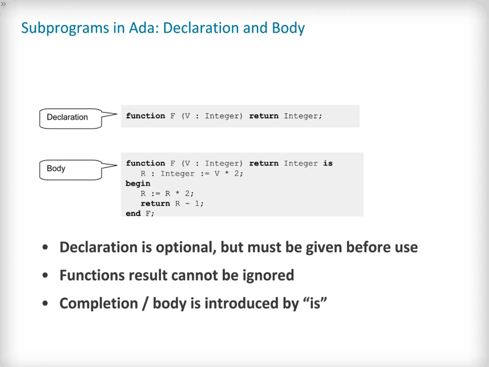Notice the semicolon at the end of the declaration after the return type. In the body, I'm restarting from the same specification, but instead of a semicolon, I'm writing is, which is opening a declaration block. I can then declare variables, and when I'm done with declarations, write the begin reserved word to start a sequence of statements. In this case, I have a return statement at the very end of the function, returning a result to the caller.